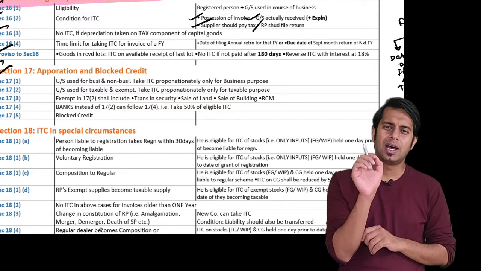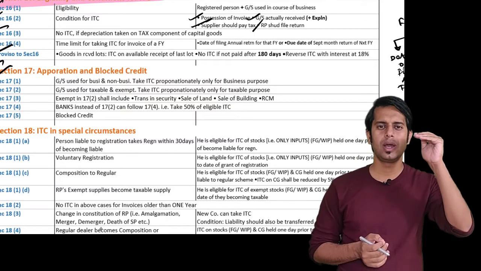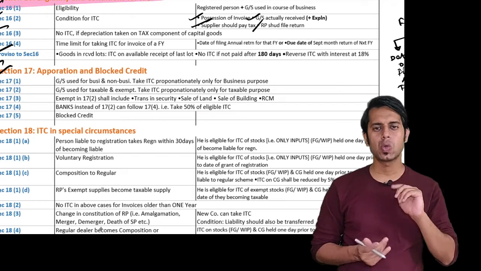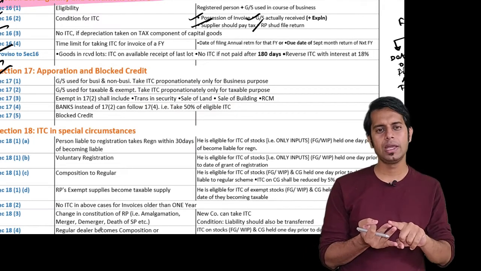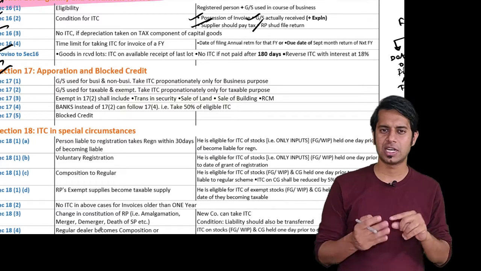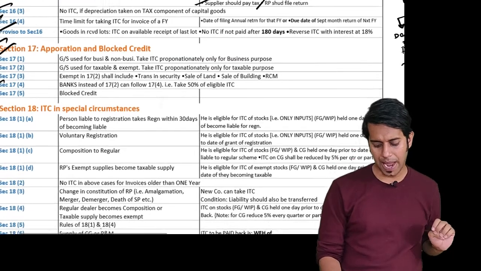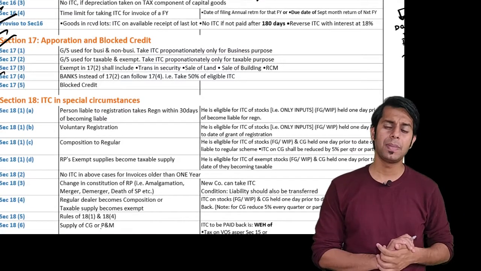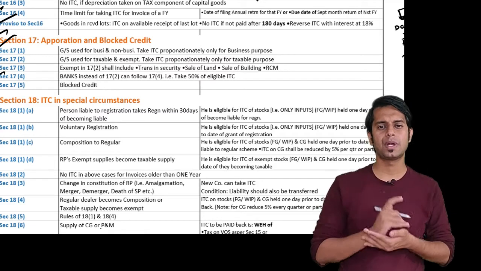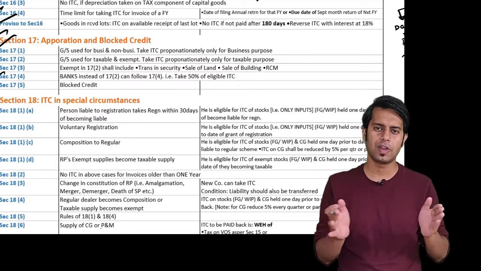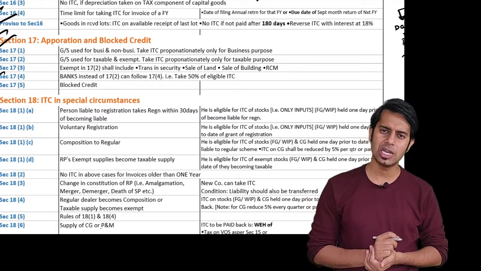Then section 17 subsection 3 is telling the exempt supplies which is told in section 17 subsection 2 shall also include transaction in securities, sale of land, sale of building, and supplies attracting reverse charge. The supply which is made by you which is attracting reverse charge. Then section 17 subsection 4 says the banks, financial institutes or NBFC may, instead of following 17.2, follow 17.4, wherein they can take 50% of eligible input tax credit and the other 50% shall lapse. However, the option once exercised should be followed for the entire financial year.